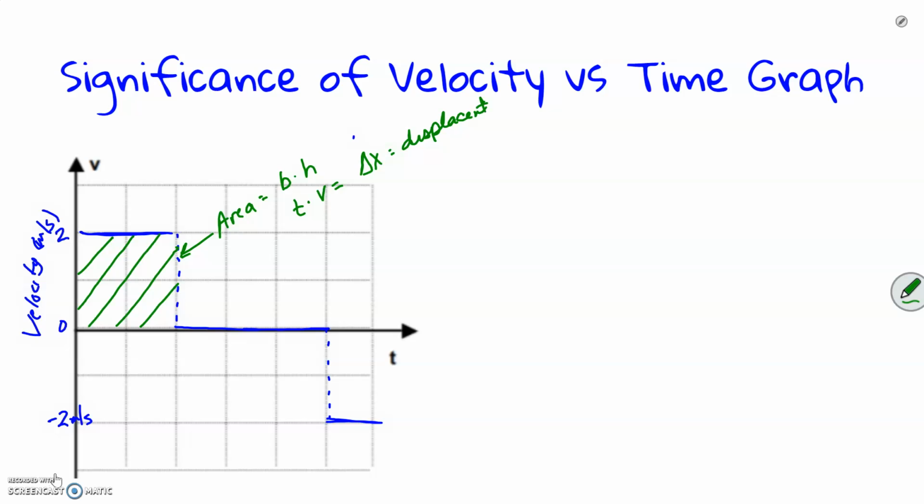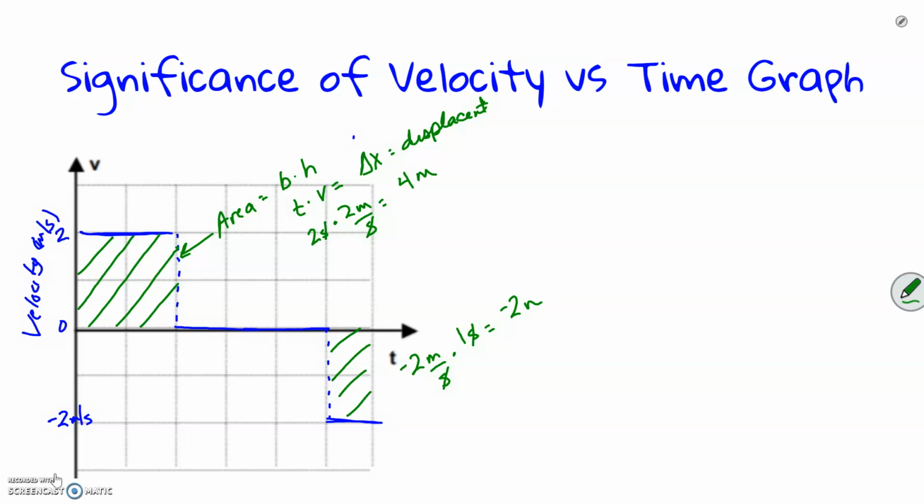If we looked at this, the time for this would have been 2 seconds times 2 meters per second. Seconds cancels out. We end up with 4 meters. That is the displacement that this object traveled in that time. If we did this area, it would be a negative 2 meters per second times the time of 1 second. It would be a negative 2 meters. Seconds would cancel out. So the displacement during this time frame was a negative 2 meters.